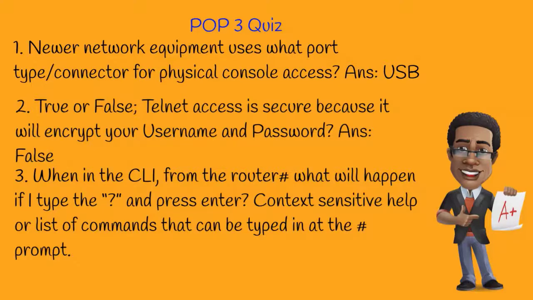Question number 3. We need a command line interface, known as a CLI, from the router pound prompt. What will happen if I type the question mark and press enter? The answer to that is context-sensitive help will display a list of the commands that can be typed at the pound prompt. You can also type a letter like the letter B, question mark, or the letter B space question mark, and get a list of commands that begin with the letter B.